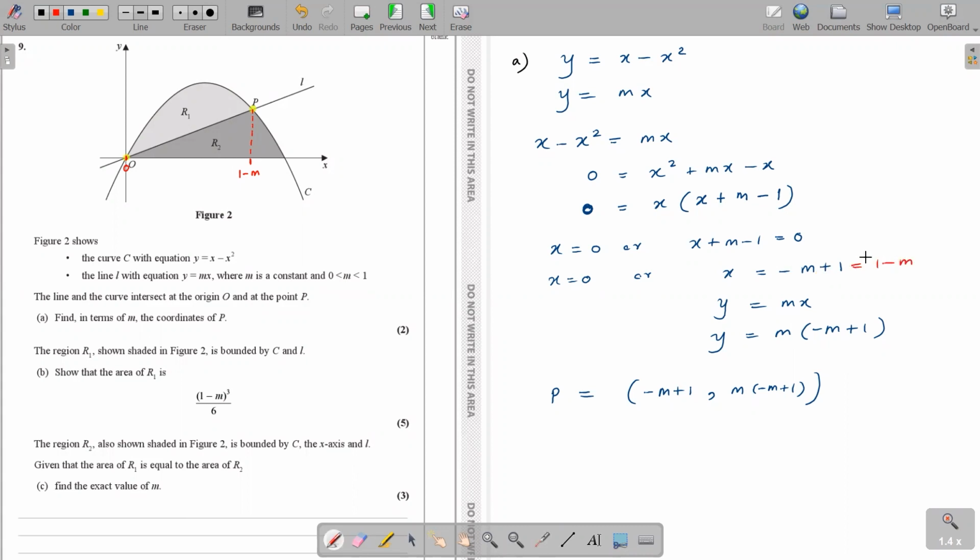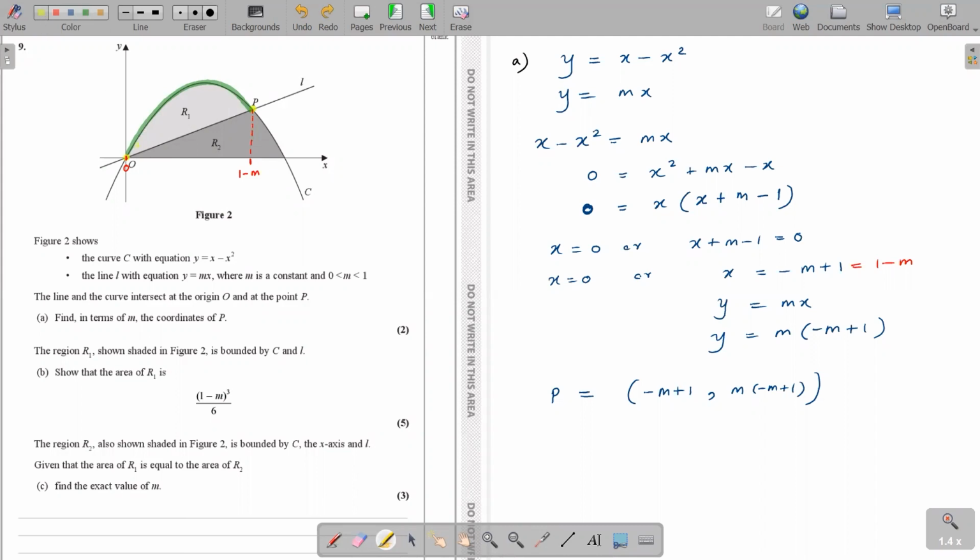Okay, right. So now I want to find the area of this region R1. However, when you integrate from 0 to 1 minus m, which curve are we going to integrate? Obviously, the quadratic curve, right? When I integrate the quadratic curve from 0 to 1 minus m, am I only going to get the R1 area? No, you get the area between the curve, the two x boundaries and the x-axis. You get the area completely underneath the curve and trapped against the x-axis.